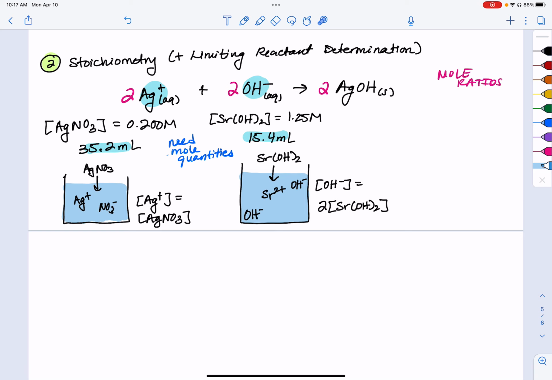So now that I know this, I can reframe this. I know that my concentration of silver is still going to be 0.200 molar. And now I know that my strontium hydroxide is going to give me a hydroxide concentration that is twice that of my 1.25 molar. So that is what, 2.5? Yeah, math. Okay, so we've got that the concentration of hydroxide is 2.5 molar.